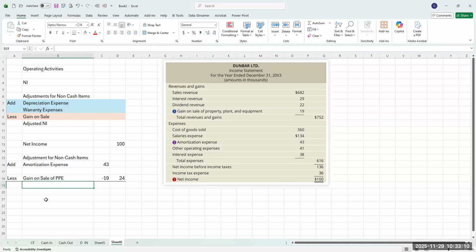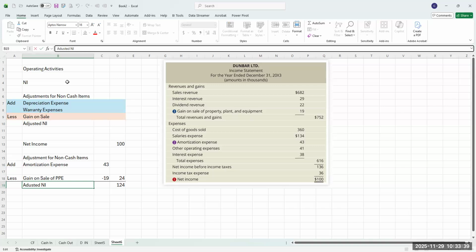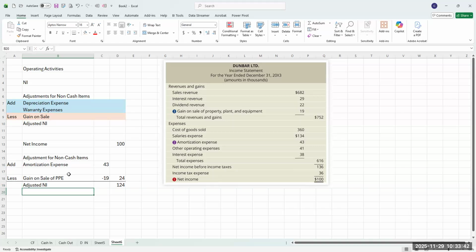So my adjusted net income, in this case, is 100 plus 24, $124. And that's how we're moving from the accounting net income into the cash net income. Make sense? Are you guys with me?